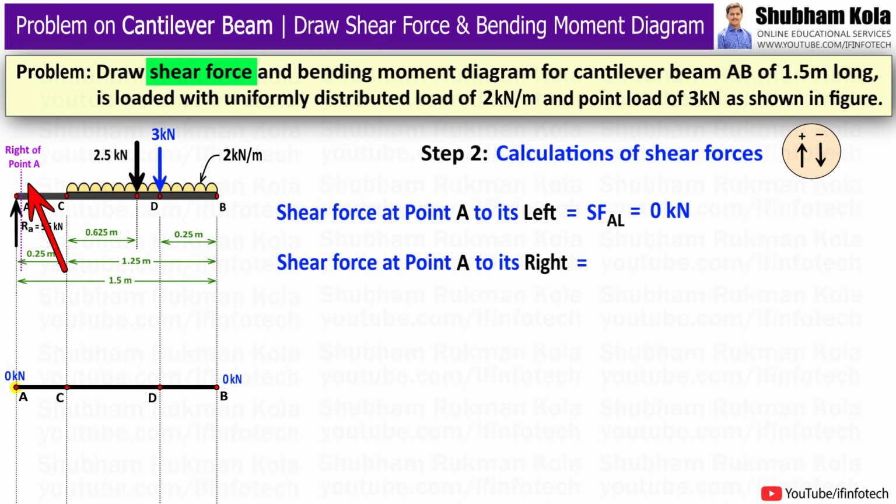Now if I go to the section to the right of point A, then there is reaction force RA that we had calculated as 5.5 kN, which is acting on the beam in the upward direction. So as per the sign convention, I will consider upward forces as positive. So here the shear force is plus 5.5 kN. Here as the shear force value is positive, hence I will draw a vertical line of 5.5 kN shear force.